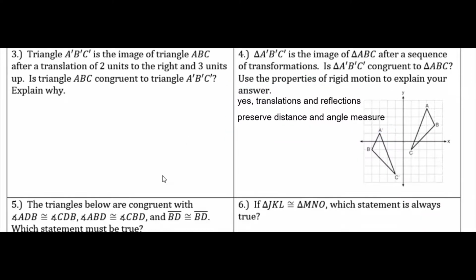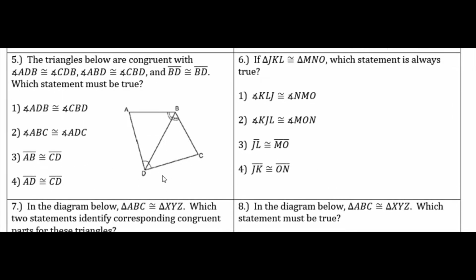Okay, let's go down to number 5. All right, the triangles below are congruent with angle ADB congruent to angle CDB. That's actually already marked in there. Angle ABD congruent to CBD, that's marked in. And this one we do have to mark in ourselves, so let's do that. So it says that BD is congruent to BD. How you would mark that in, because it's the same side, both of those triangles share the side, you just put an X over it.